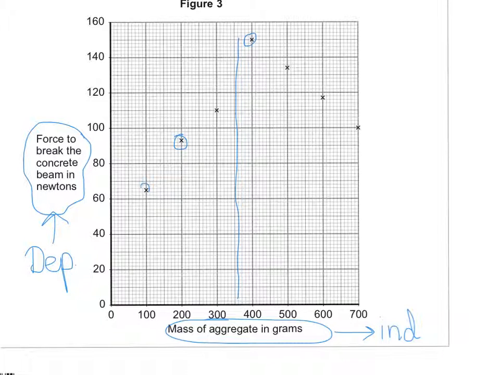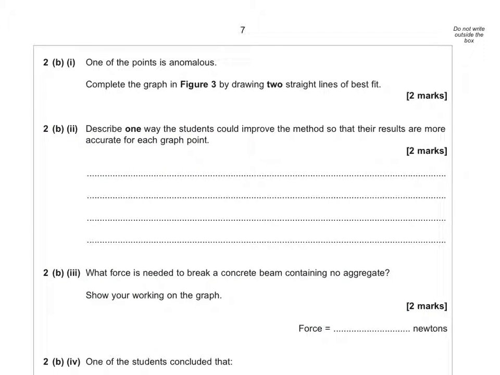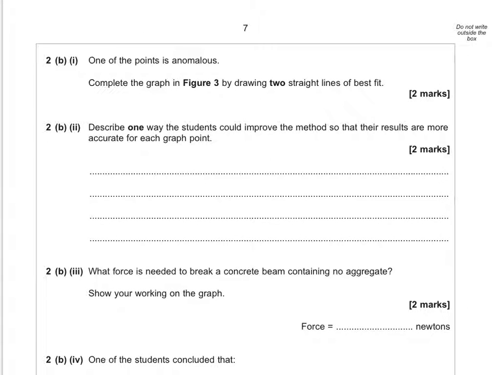So your first line of best fit, obviously you need to do it with a ruler, will look like that. The second mark is for doing a straight line through the last 4 points. So that would be these ones here, 1, 2, 3, 4. Okay, so drawing those 2 lines of best fit would have got us the 2 marks for this question.